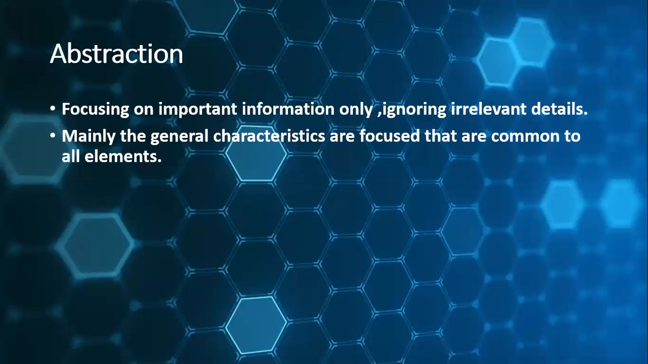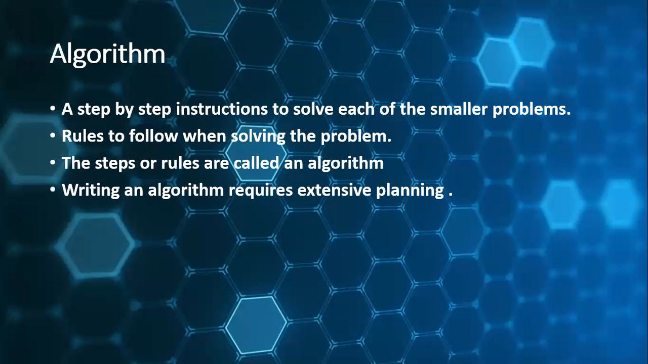Once we have the general characteristic, we can create a model of the problem. A model is the general idea of the problem that we are trying to solve. Once we have a model with us, a model solution to the problem, we can now design an algorithm.